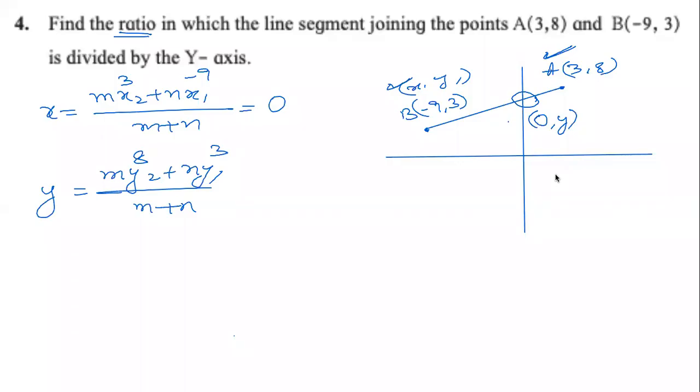All we have been asked is the ratio. If we need both the ratio and the y-coordinate, then we will need both the equations. But if we only need the ratio, then we can find it from the first equation, right? (mx2 plus nx1) divided by (m plus n) equals 0. We have solved these questions. We have seen the solution of such questions in the example before practice set 5.2.